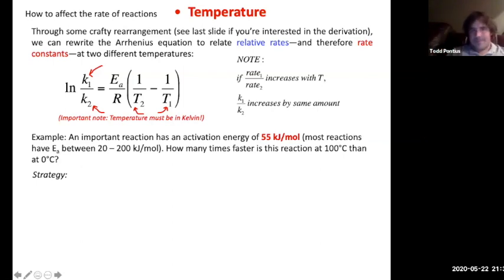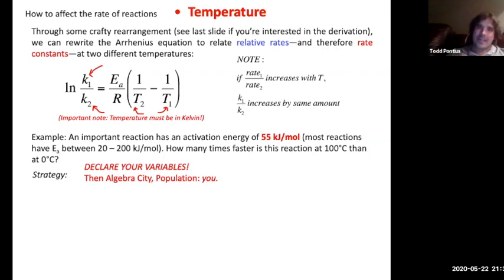Oh no, it's okay. The most important part is being organized. So always start these problems by declaring your variables. Then it's algebra city, population U. And then you'll be going from there to domination station. So what I personally like to do is, generally speaking, these questions are usually worded, how many times faster is it at one temperature than another? Because saying how many times slower doesn't make as much sense.